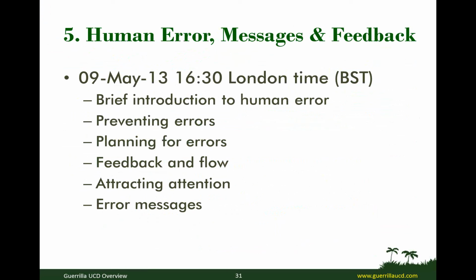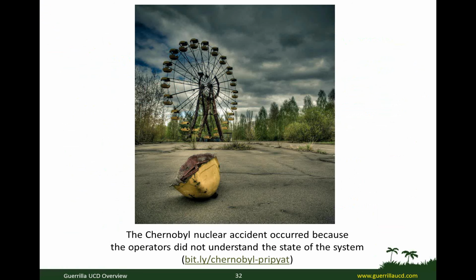Session 5 is all about human error, messages, and feedback, and we talk about some of the theories behind human error, and then of course talking about preventing and planning for errors, which are two very important activities if we're going to produce successful systems and good user experiences, and how feedback and flow are important for dealing with errors, and appropriate feedback in particular. And that links in with how to attract attention sensibly, and of course error messages, and what a good error message looks like and what bad error messages look like.